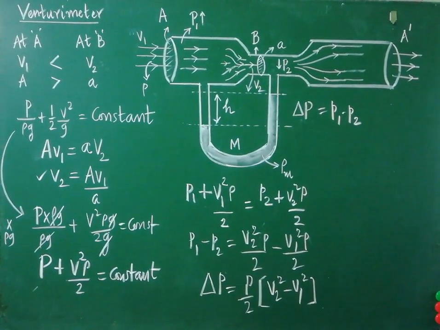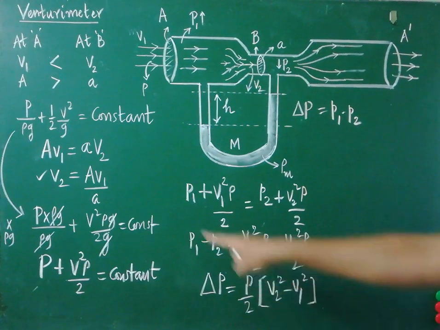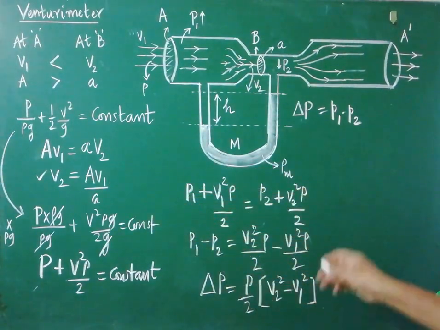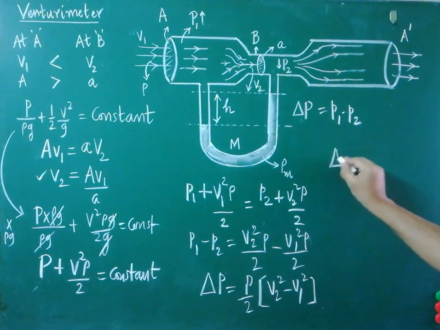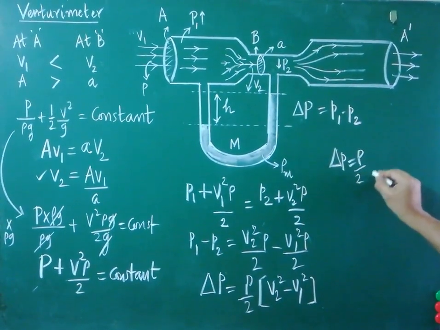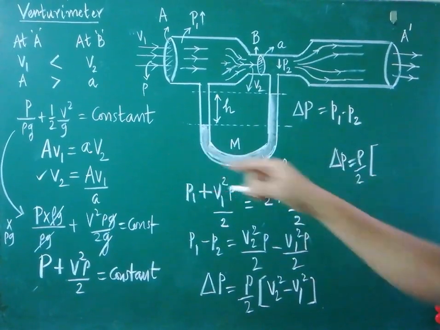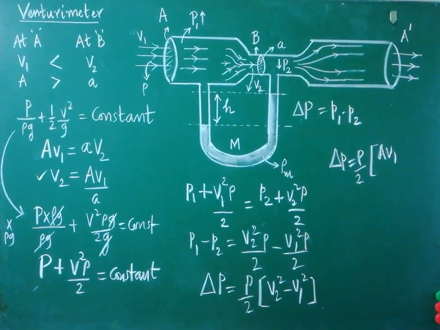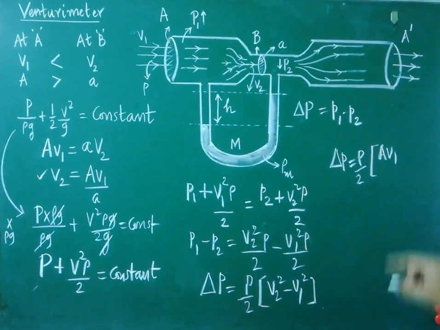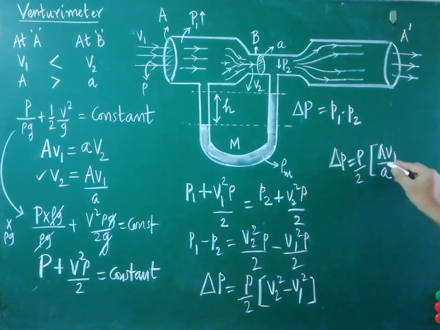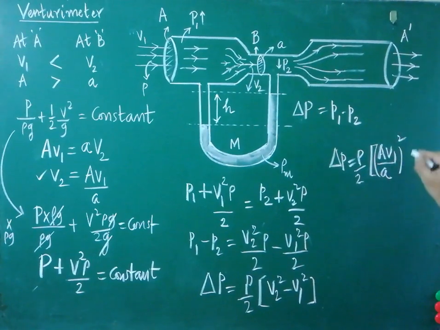Here look at the factor called V2 square. Already we have calculated V2 here. This expression must be substituted here. Are you clear? Difference in pressure del P is equal to rho divided by 2. Within the bracket substitute V2, A V1 divided by A. This entire factor must be squared.